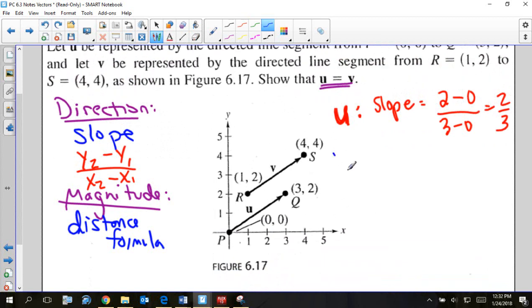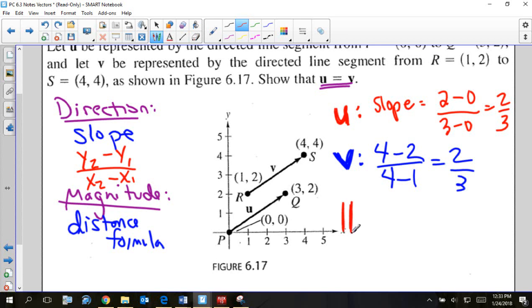And then for v, the slope is going to be y2, 4 minus 2, over 4 minus 1, 2/3. So there we showed that the slopes are the same, so they have the same direction. And then we need to show that the magnitude is the same. So we'll do the magnitude of u. See, I used my new symbol for magnitude.